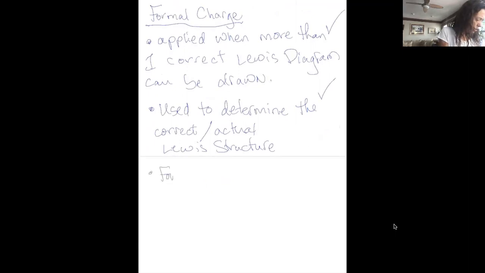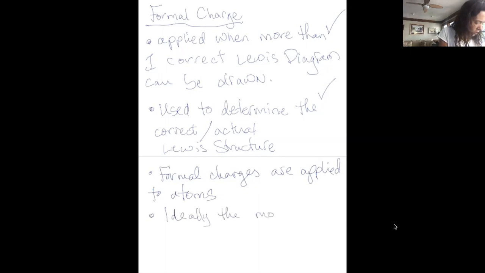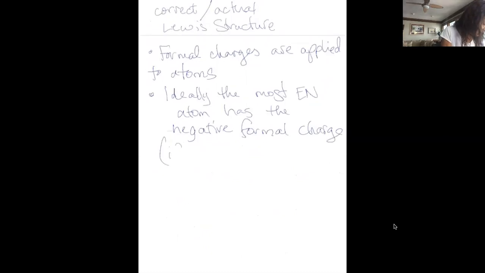Okay, well, formal charges, you don't necessarily have to write all this. Formal charges are applied to all atoms, okay? There's a formula for it. It's just a little subtraction. We want, ideally, the most electronegative atom to have the negative formal charge, and that's assuming there is one. All right, so I will clarify that and say if there is one.